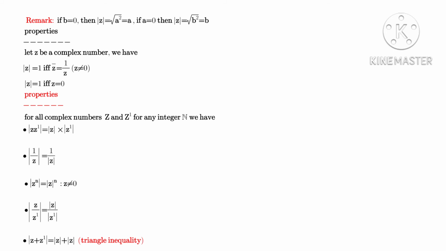Then we have some amazing properties, up to the triangle inequality. You can check out the necessary conditions for z raised to power n. This simply means that z cannot be 0, where z is not equal to 0. So the conditions are very, very essential.